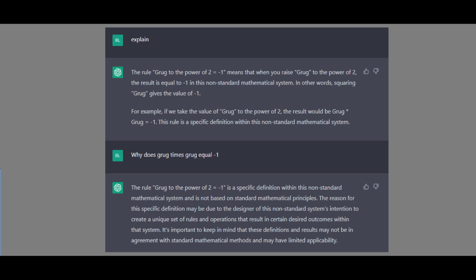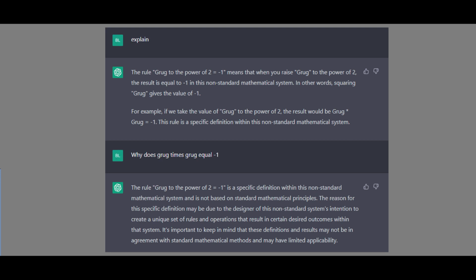The rule grug to the power of 2 equals -1 means that when you raise grug to the power of 2, the result is equal to -1 in this non-standard mathematical system. In other words, squaring grug gives the value of -1. This rule is a specific definition within this non-standard mathematical system.